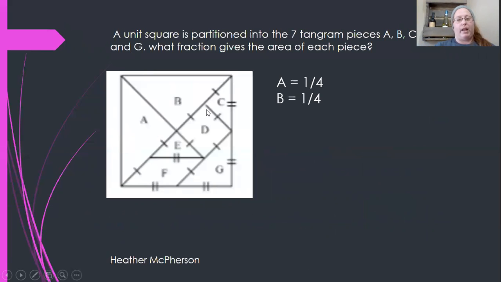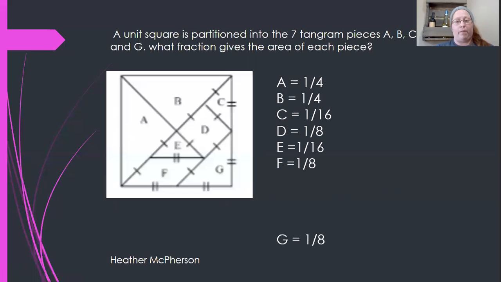Well, now you have C. Well, C is not half of B. So it's actually going to be 1/16. And D is going to be 1/8. E is 1/16 because it's the same as C. And then F and G are both going to be 1/8 because they take up about as much space as D did as well, just a different shape.